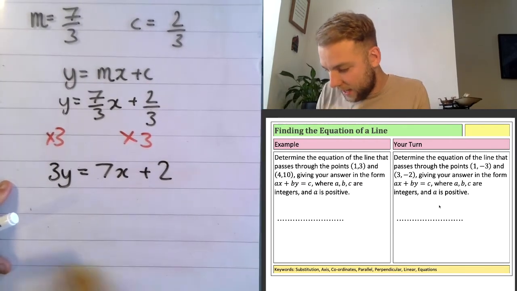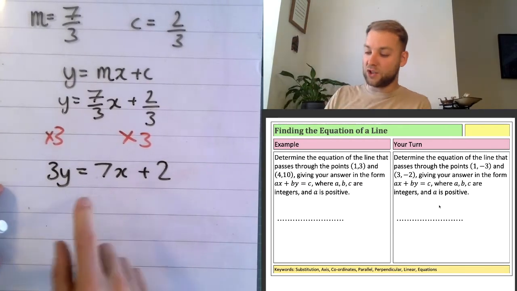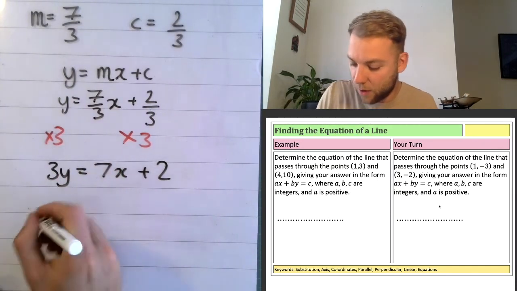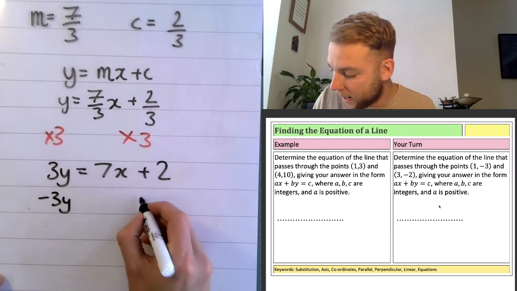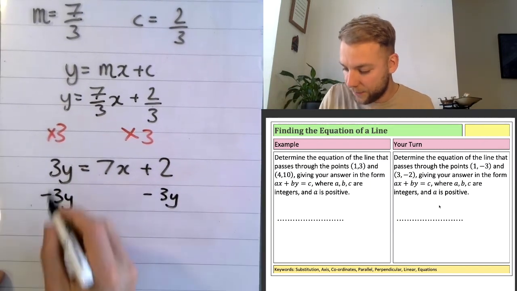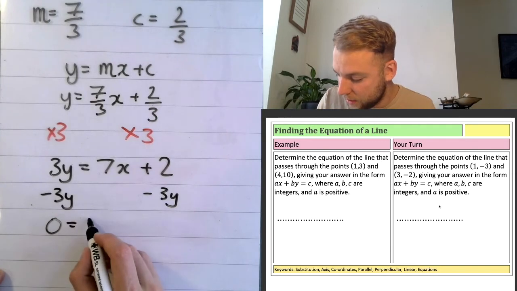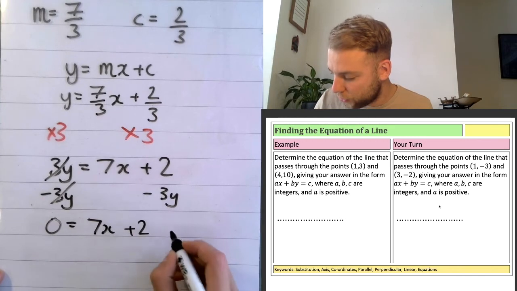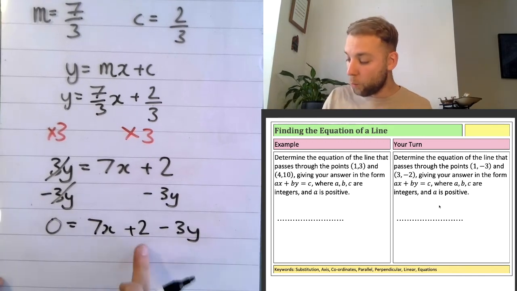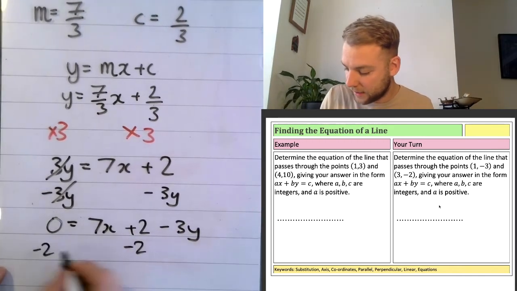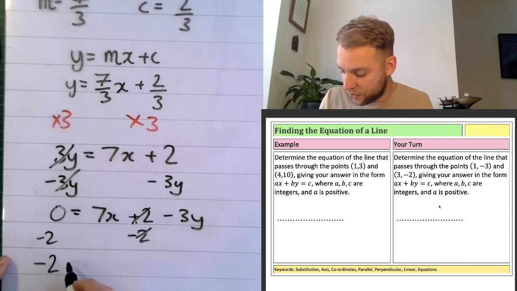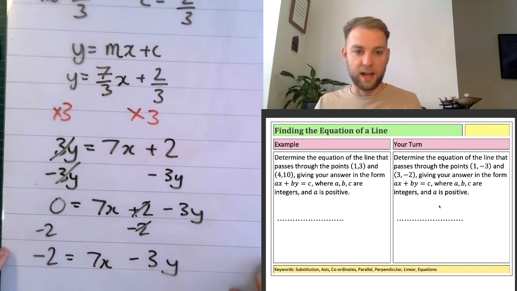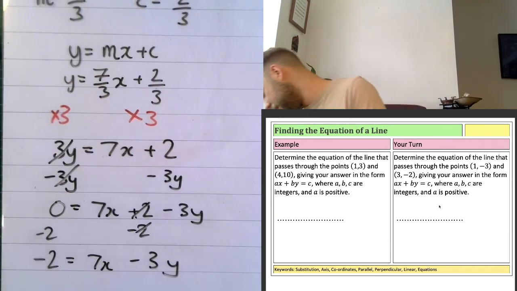The way I've done this is I want x to be positive, so I need it to stay on that side. But I want the y on the same side as it. So I've minus 3y and minus 3y from both sides, just to be really clear. So on this left-hand side, I've got 0 is equal to, because they are going to cancel, 7x plus 2 minus 3y. I don't want this 2 on this side, so I'm minusing 2 from this side. That will cancel, so I'm just left with minus 2 is equal to 7x minus 3y like there. So just to confirm that part, because that is tricky, that bit.